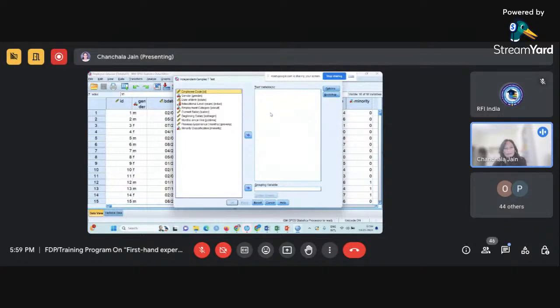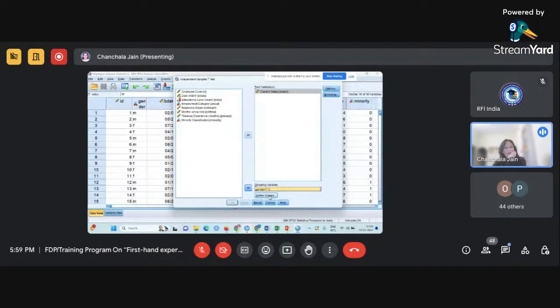variables at the right hand side. So you need to select the current salary, which is named as salary. You can shift your current salary in the test variables box. You can shift the gender in the grouping variable box, right? Done. Is it fine? Yes, ma'am.